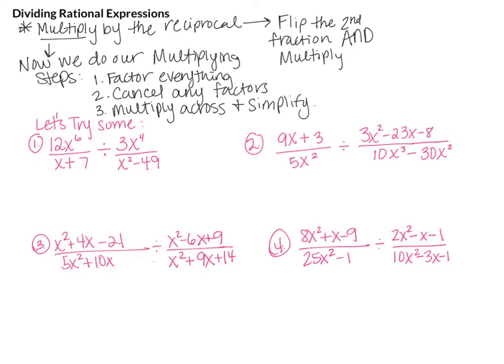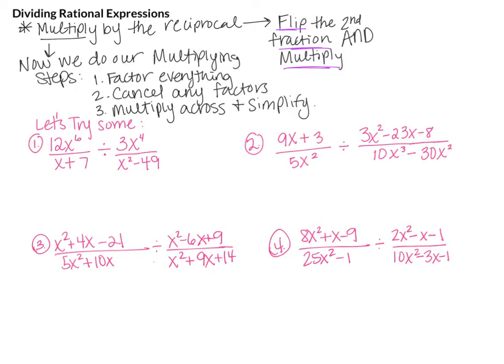So here we want to look at dividing rational expressions. The good thing about this is that it's only one more step than multiplying, okay? So the extra step that we're going to do is we're going to multiply by the reciprocal. So what that really means is that we want to flip the fraction and multiply. Remember that the fraction that we are flipping is the one that is after the division sign, okay?